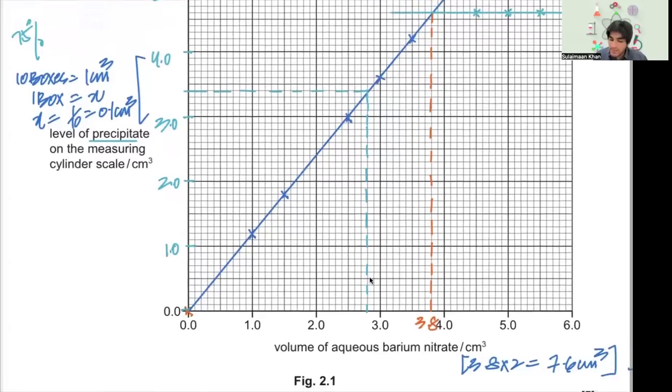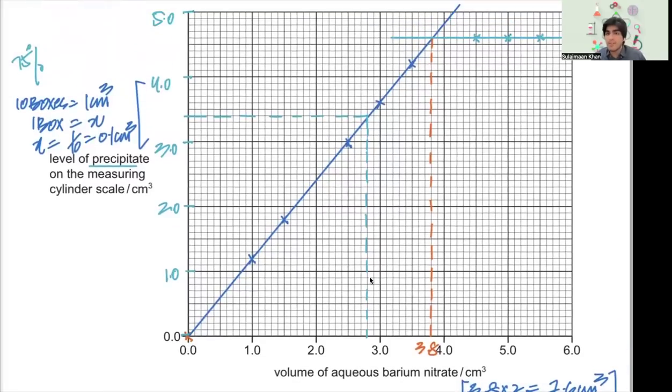So where is 7.6? Do we have a 7.6 on the graph to make the graph horizontal? No, we don't. So what do we do? We go till 2.1, 2.2, 2.3. We go till 2.3 right here, till the end.